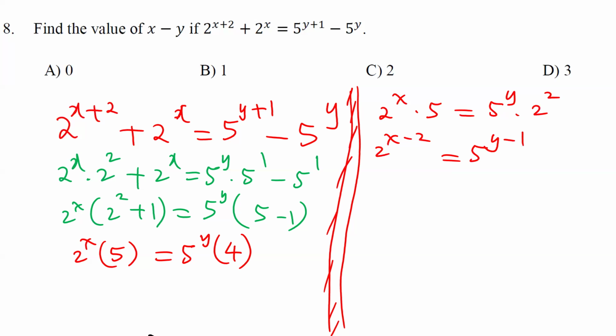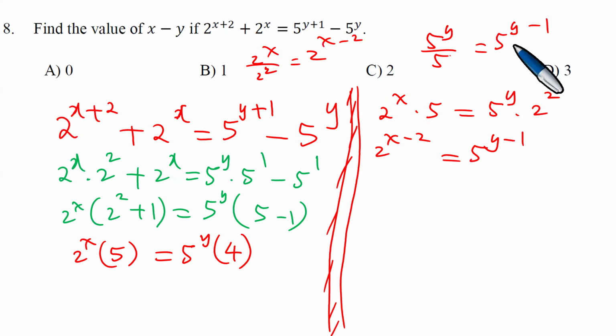I'm trying to cut out some steps here. Because you want the 2s to be together, when you have 2 to the power x divided by 2 to the power 2, what is this? It's 2 to the power x minus 2. So it is possible to do that. Also, if you divide 5 to the power y by 5, it's going to be 5 to the power y minus 1. And hence this.